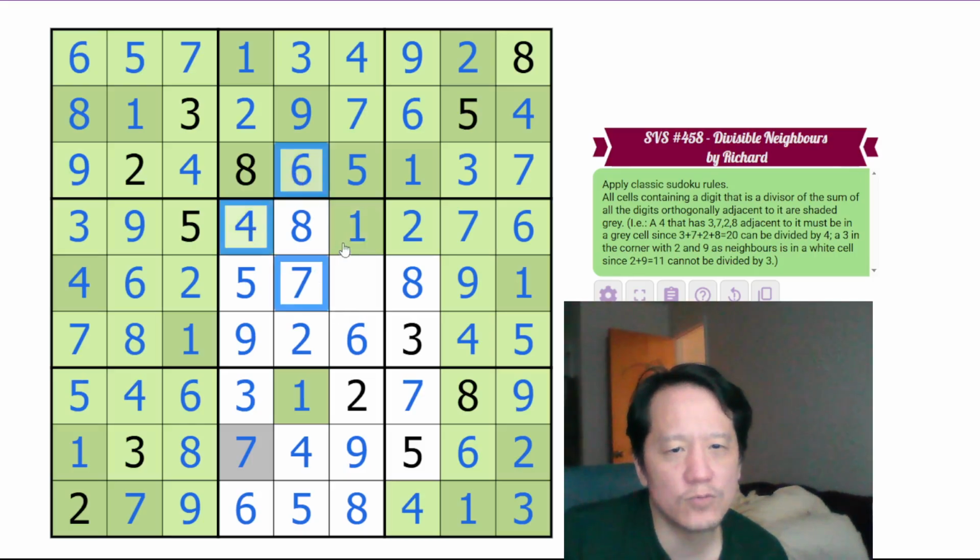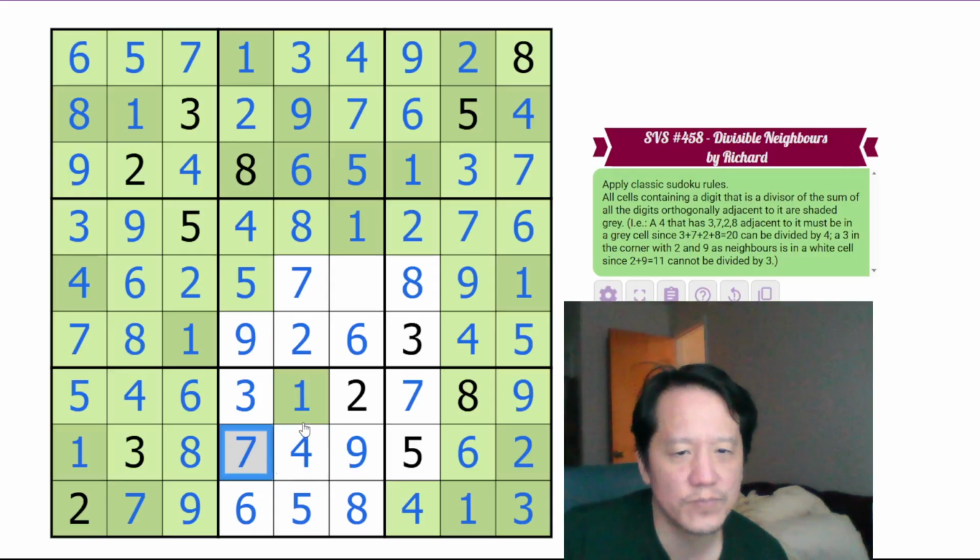6, 4, 1, 7 is 18. 8 does not divide evenly into that. 2, 4, 7, 9, 16. Plus 4 is 20. Plus 2 is 22. 5 does not divide evenly into that. 7. That's really the one that's probably concerning. 7 has 11 here. Plus 6 is 17. Plus 4 is 21, which does satisfy that.